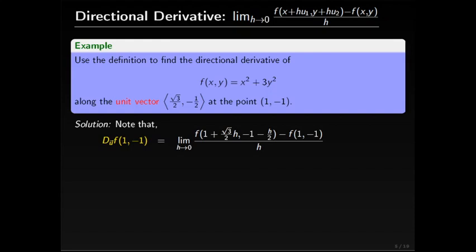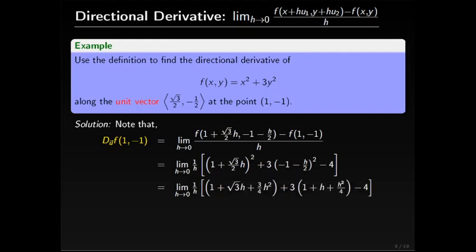So substituting those values in the definition of the directional derivative, we get this limit. Simplifying the expression, and then taking the limit as h approaches 0, we will eventually get this number, which is equal to square root of 3 plus 3.